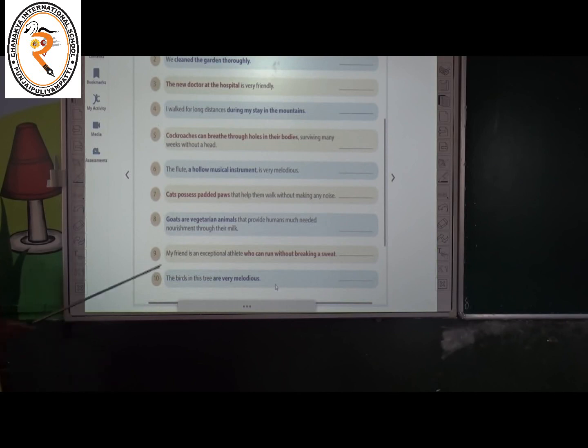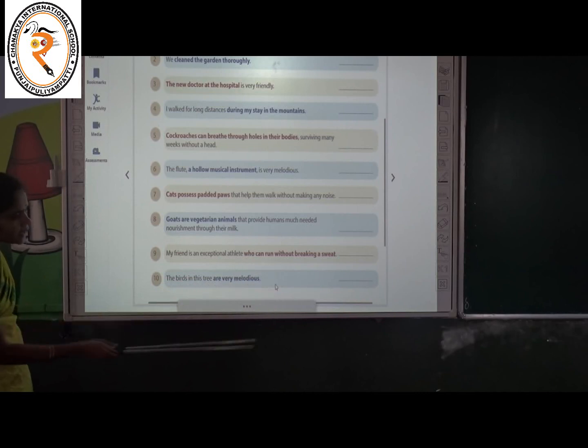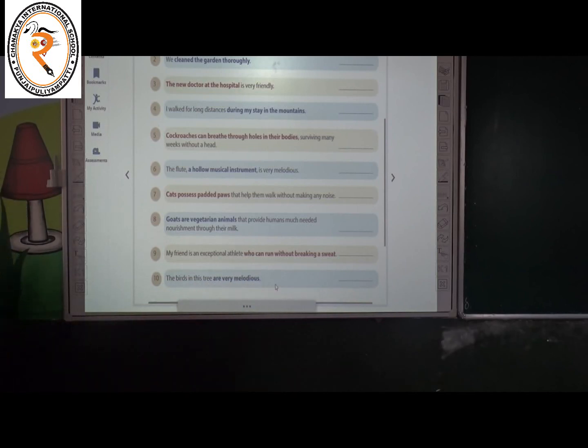The next one. See the ninth one. My friend is an exceptional athlete who can run without breaking a sweat. What is the ninth one? My friend is an exceptional athlete who can run without breaking a sweat. Is it a phrase or clause? It is a phrase. And the last one. It is a phrase.